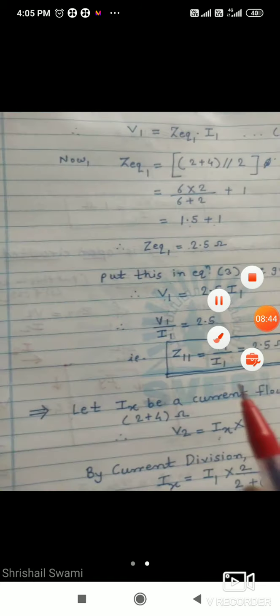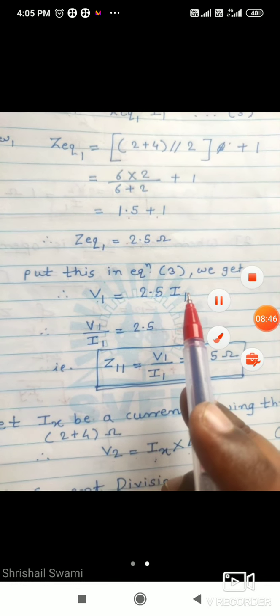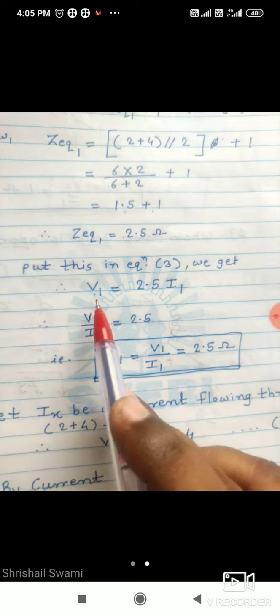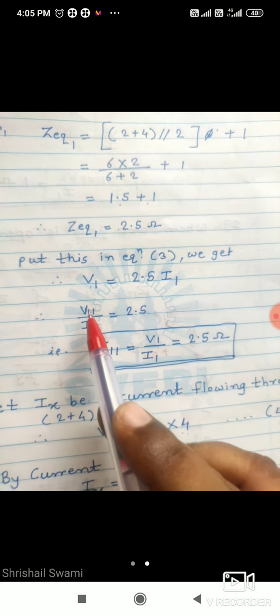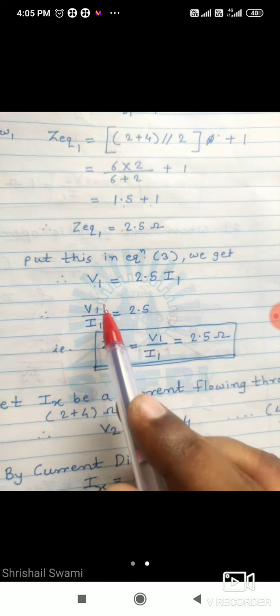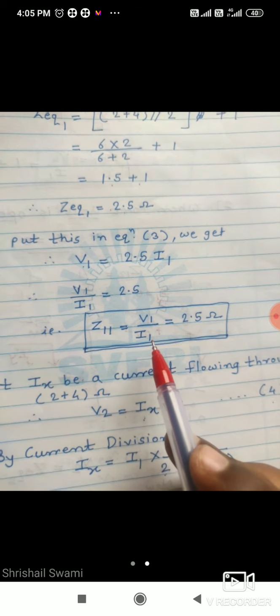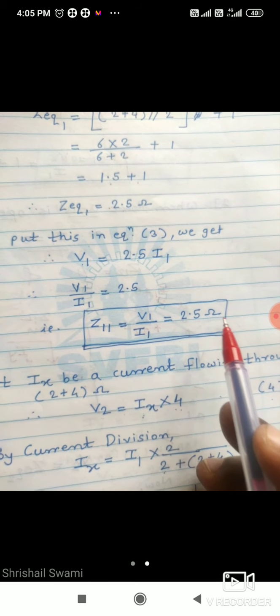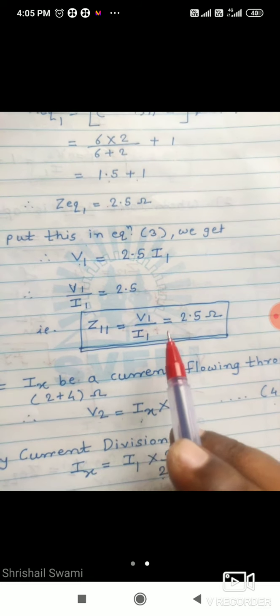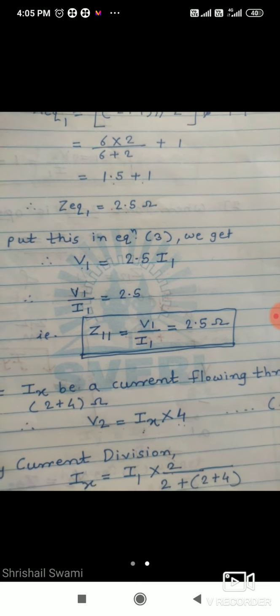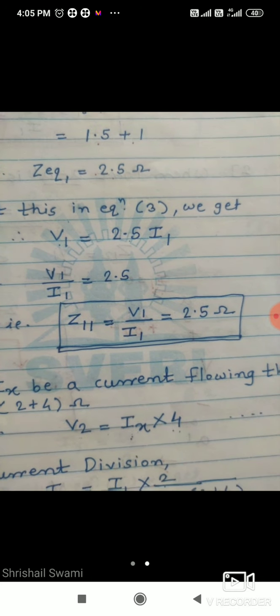So as we know, what is the formula for Z11? Z11 is equal to V1 upon I1. That means we want an equation that has the relation between V1 and I1. So that is present here. V1 is there and I1 is there. So simply rearrange the equation. So V1 upon I1 means 2.5. So what do you mean by V1 upon I1? That is Z11. So Z11 is equal to V1 upon I1 is equal to 2.5 ohm. Understood? So in this way you have to find out the answer.